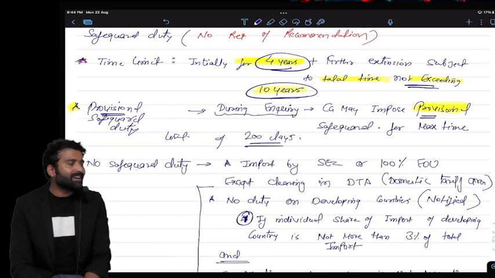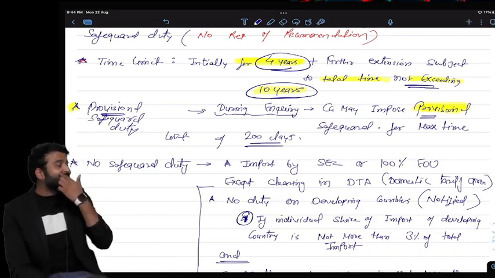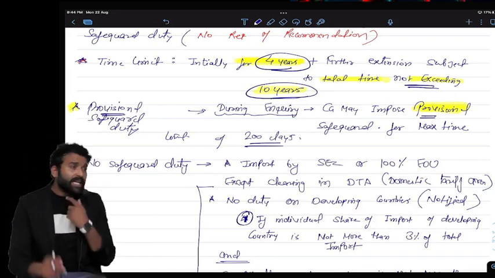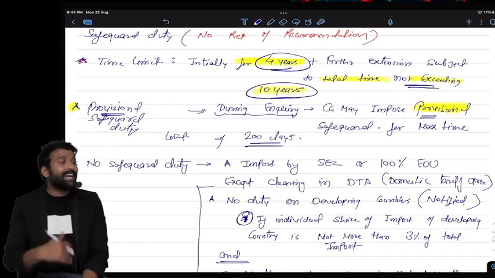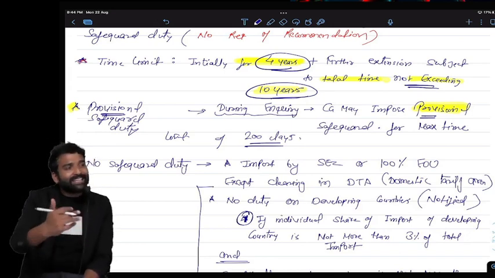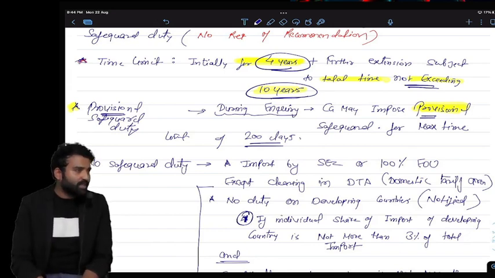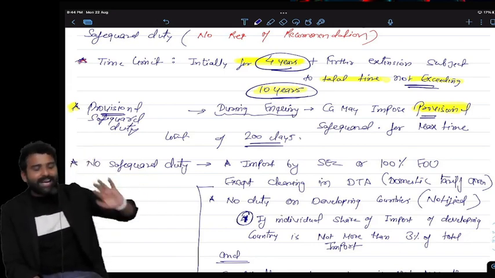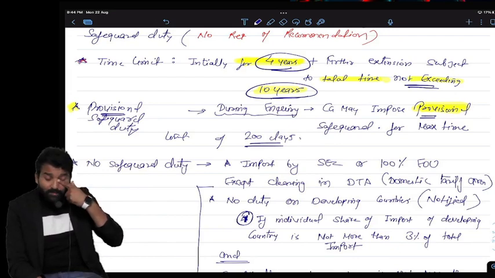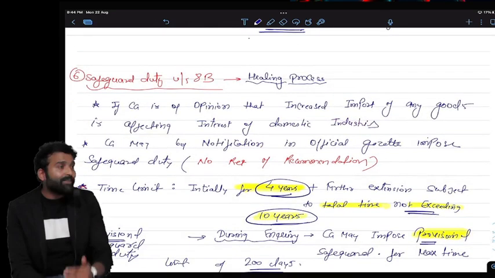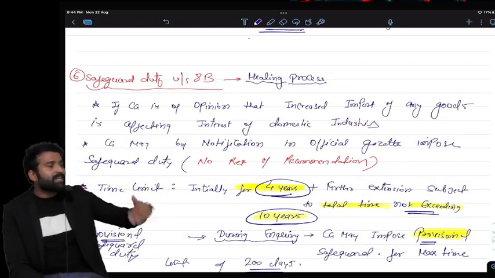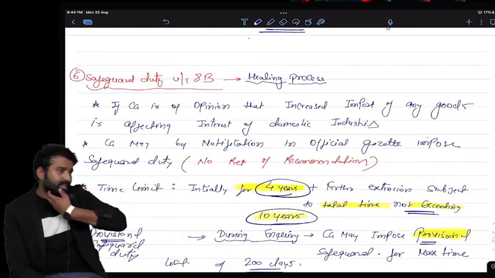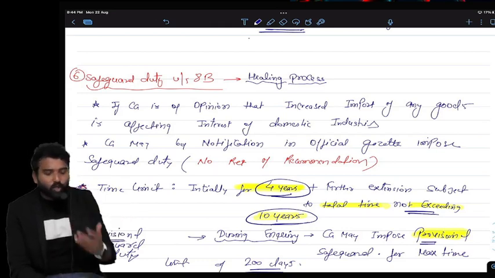One question is, sir, whether we will add safeguard duty for calculation of IGST? No. This duty will be added later, after adjustment of IGST. After adjustment of 37 and 39, we will add it later. It's an additional duty, so it will be added at the end of the calculation. After 37, 39, we will add safeguard duty. So this is the safeguard duty. It will be imposed for healing the injury of the domestic industry. It may be imposed for 4 years, but can be extended up to 10 years. Provisionally, it can be imposed for 200 days.